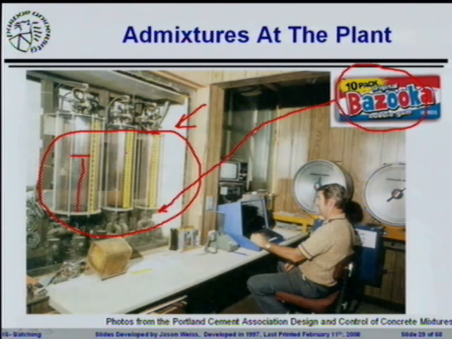A lot of the time the batch people actually like the fact that these admixtures have to be inside, because they can use this as an excuse for why it needs to be 70 degrees inside of their office during the winter. Got to keep those admixtures warm.